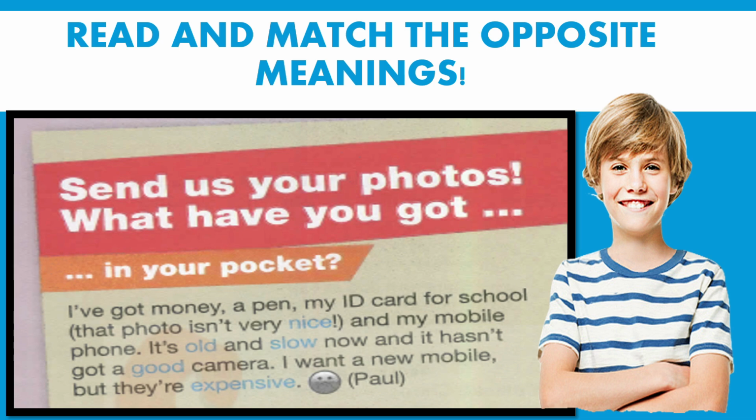Send us your photos. What have you got in your pocket? This little boy, his name is Paul. Now, what has Paul got in his pocket? I've got money, a pen, my ID card for school. That photo isn't very nice. And my mobile phone. It's old and slow now and it hasn't got a good camera. I want a new mobile, but they're expensive.